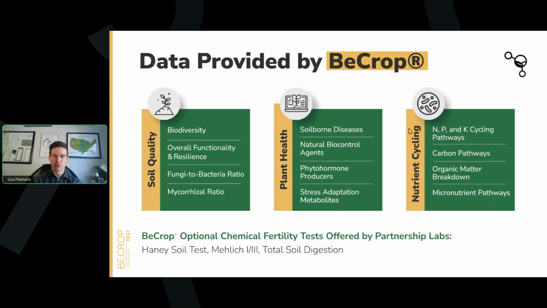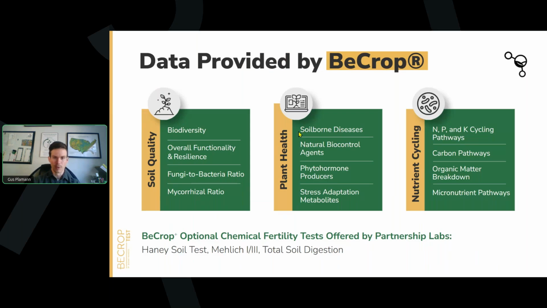The plant health and nutrient cycling categories here in the middle and the right really dive deeper into the practical elements of soil genomic data. So this is getting down to those factors that ultimately can dictate crop productivity and yield. These are really the major focuses, particularly of BeCrop Farm, which is designed to be essentially an in-field diagnostic tool for soil biology.